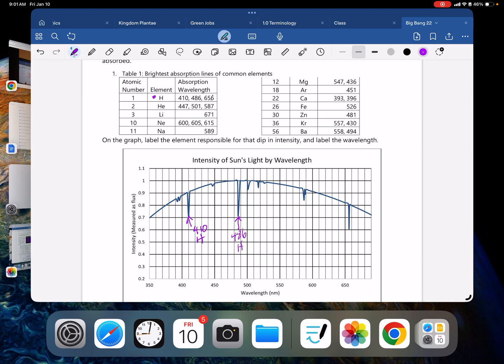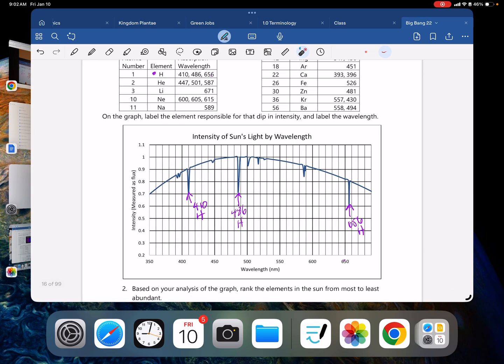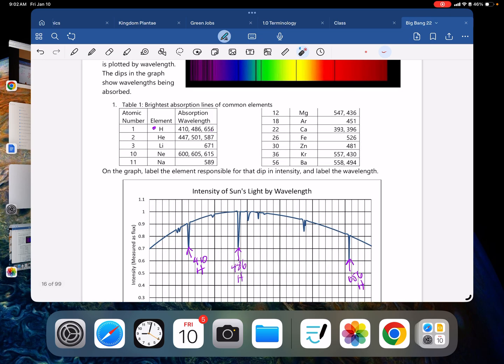So our next one we want to look for is 656. Well, 656, there it is. So this is also going to be 656, hydrogen. So what you can do is work forwards or backwards. If you notice, some of these blips are very small. Some of them are pretty large. The larger the blip, the more of that element there is in the sun. Just by doing hydrogen, we already know that most of the sun is going to be made up of hydrogen. So I'm going to let you finish up the assignment.